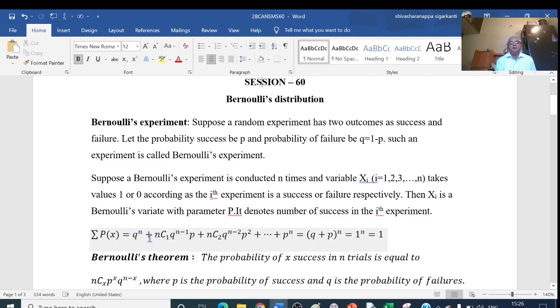q to the power of n plus nC1 q to the power of n minus 1 into p plus nC2 q to the power of n minus 2 into p square, up to the last term, which is p to the power of n. This is nothing but (p plus q) to the power of n. But we have p plus q equal to 1, since q equals 1 minus p. Therefore, 1 to the power of n equals 1. That is, sigma p of x is equal to 1.